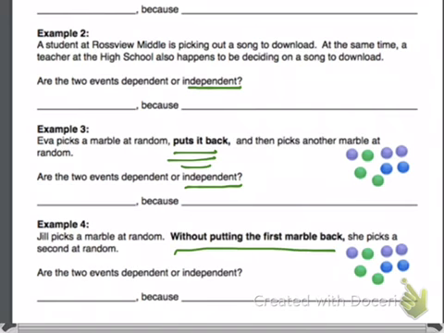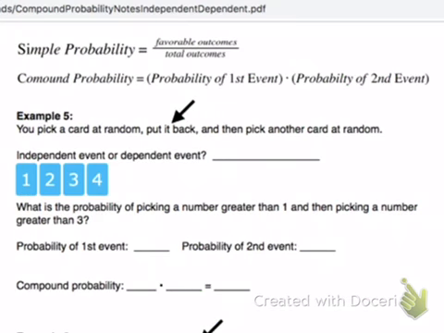And example 4, this one is not put back. So what do you think? This is dependent. Okay, remember, without putting it back, the second time you pick, there are less marbles and less of whatever color you actually chose. Okay, so how do you figure this probability? Well, pretty simple. You take the probability of the first event and you multiply it by the probability of the second event, and that's all there is to it.